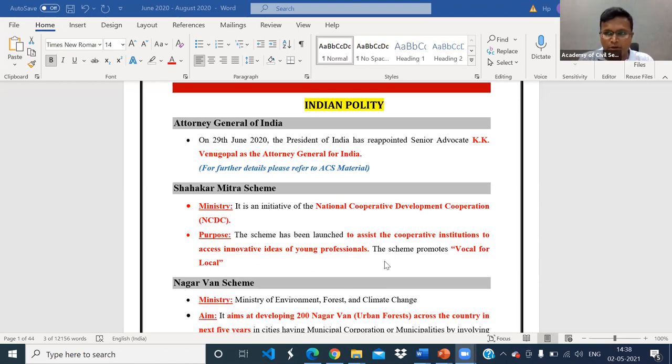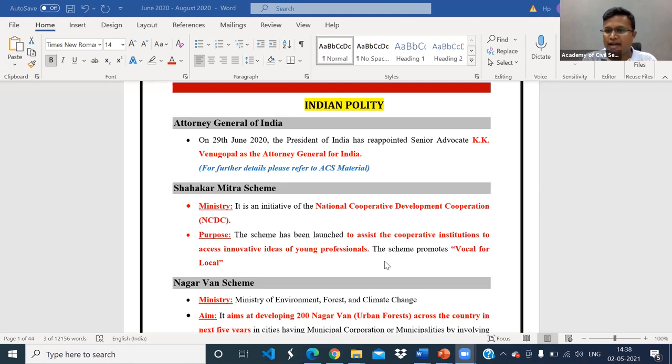Amul is an example of a cooperative initiative. The people of Anand village, in Anand district in Gujarat, cooperated and contributed their milk and established a company, that is, Amul Milk. Similarly, taking local ideas and being vocal for local, we want to promote the young entrepreneurs and young professionals in India.